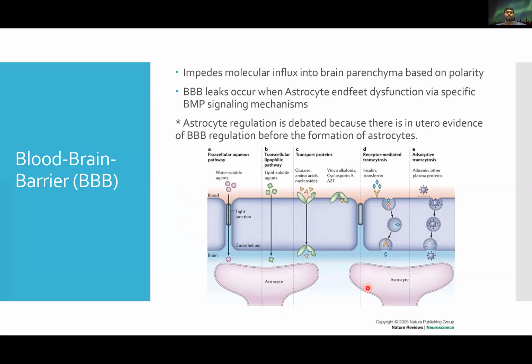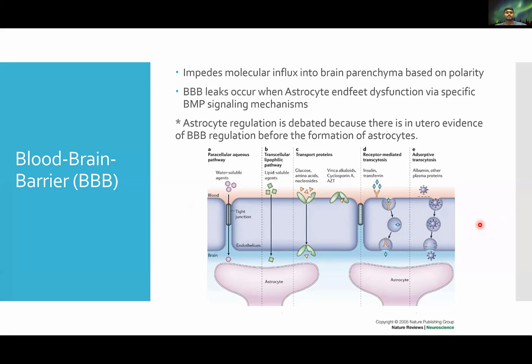And now a very fun topic, because there's a lot of debate on what the blood-brain barrier is. But what is the blood-brain barrier based on the literature we have right now? Well, it impedes molecular influx into the brain parenchyma based on its polarity and size. The major player of the blood-brain barrier are these tight junctions at the endothelial cells. Because nothing can really go through these tight junctions except for some water-soluble agents, other proteins and molecules have to go through certain receptors and certain transporters to get through.